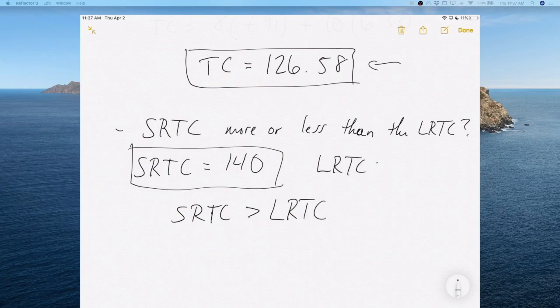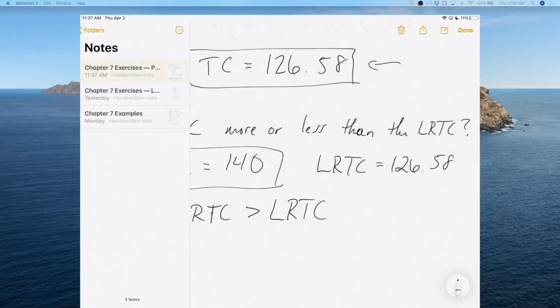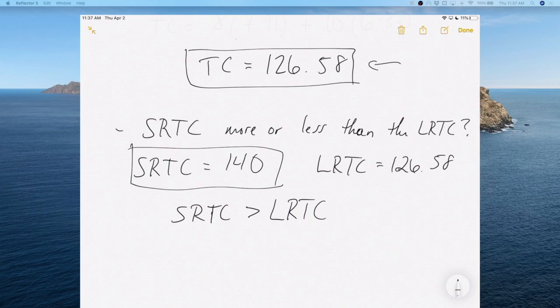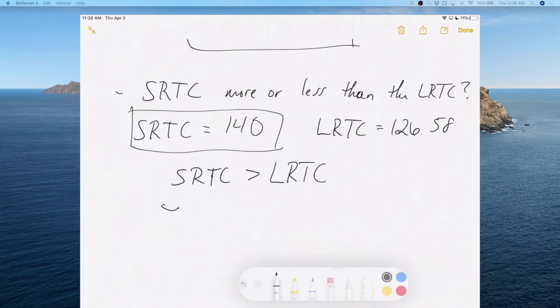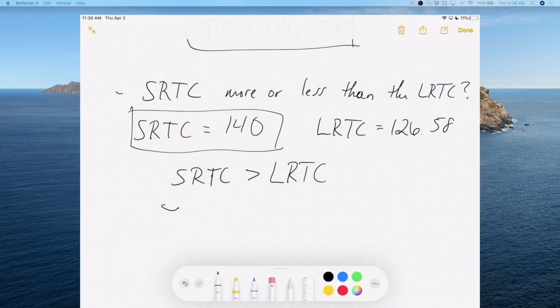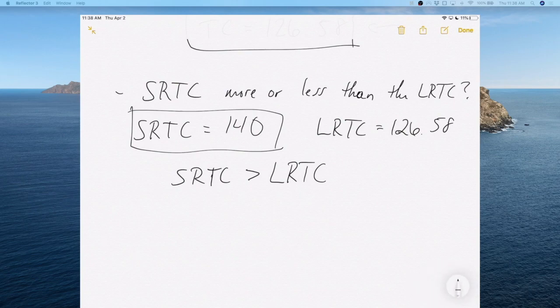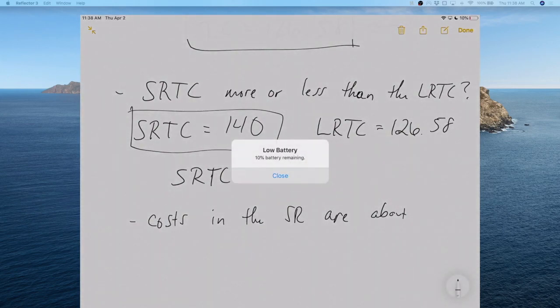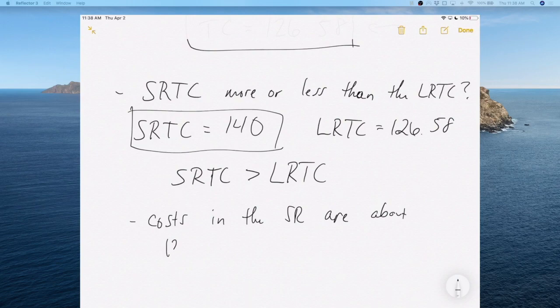Let me write that down here. So costs in the short run are about, whatever that is, $13.42 more expensive than in the long run. Again, this shouldn't come as a big surprise.